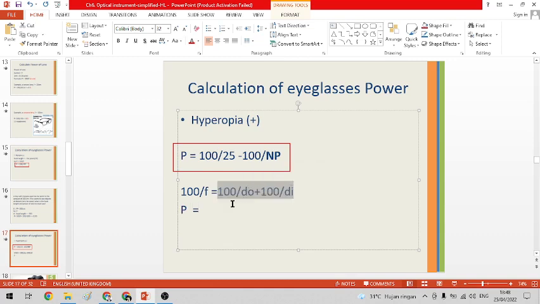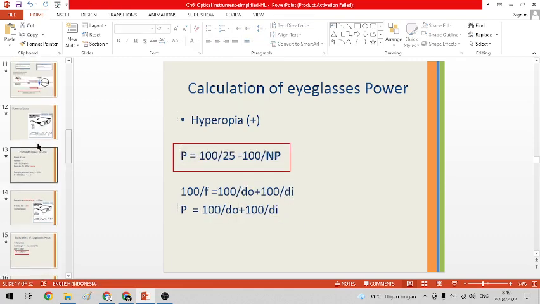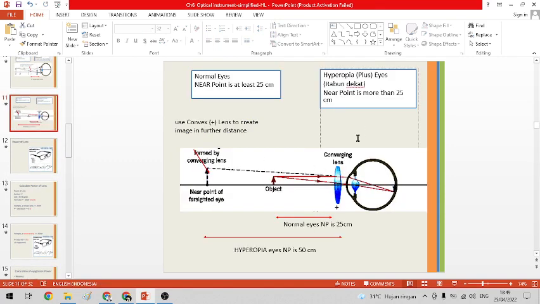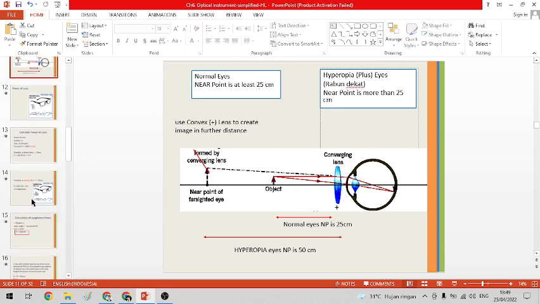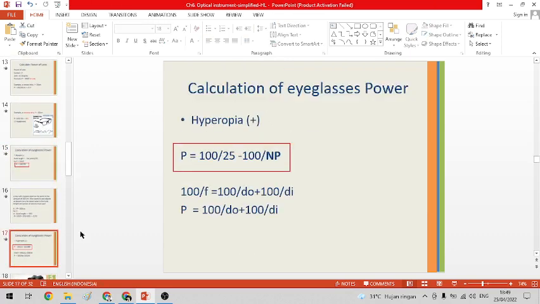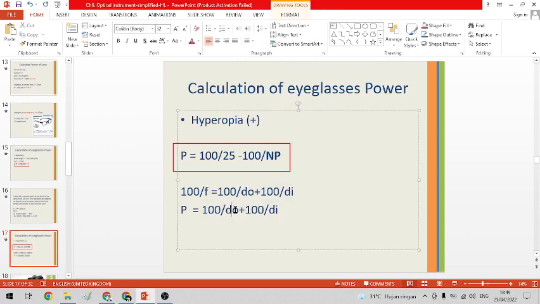Now the power is this. It looks similar already, right? For the object, why is the object 25? Because a hyperopia person wants to read the text or the textbook at a normal position, like a normal person. So you want to put the object at least at 25. This is where the number 25 comes from. The position of the book, the position of the object, DO, is 25.